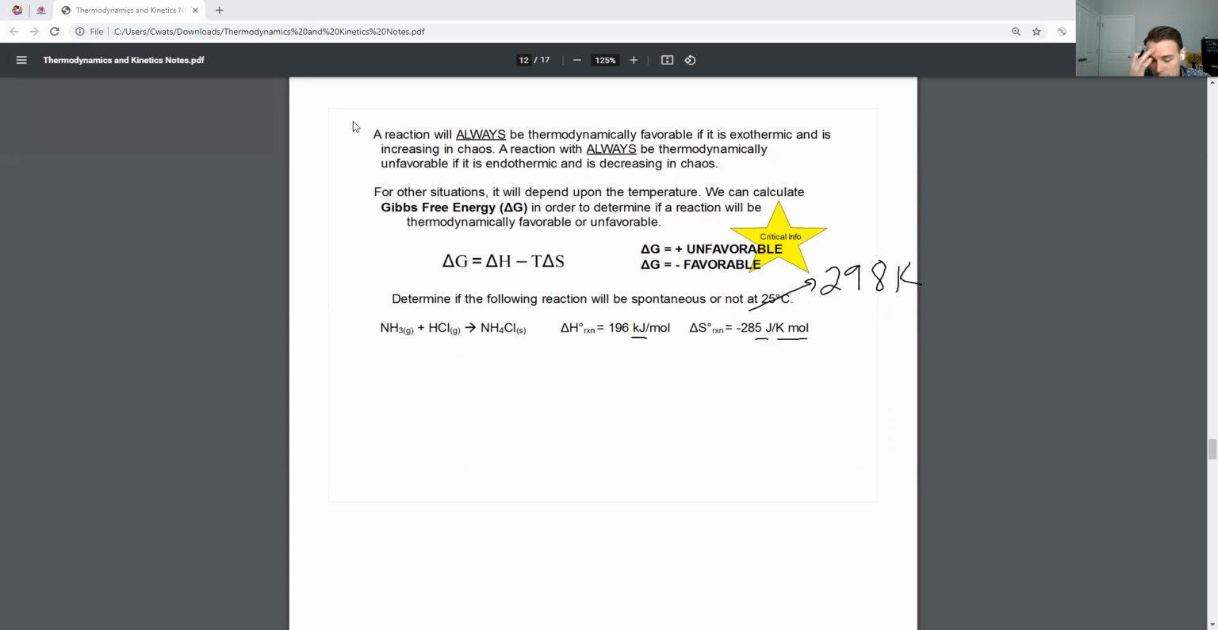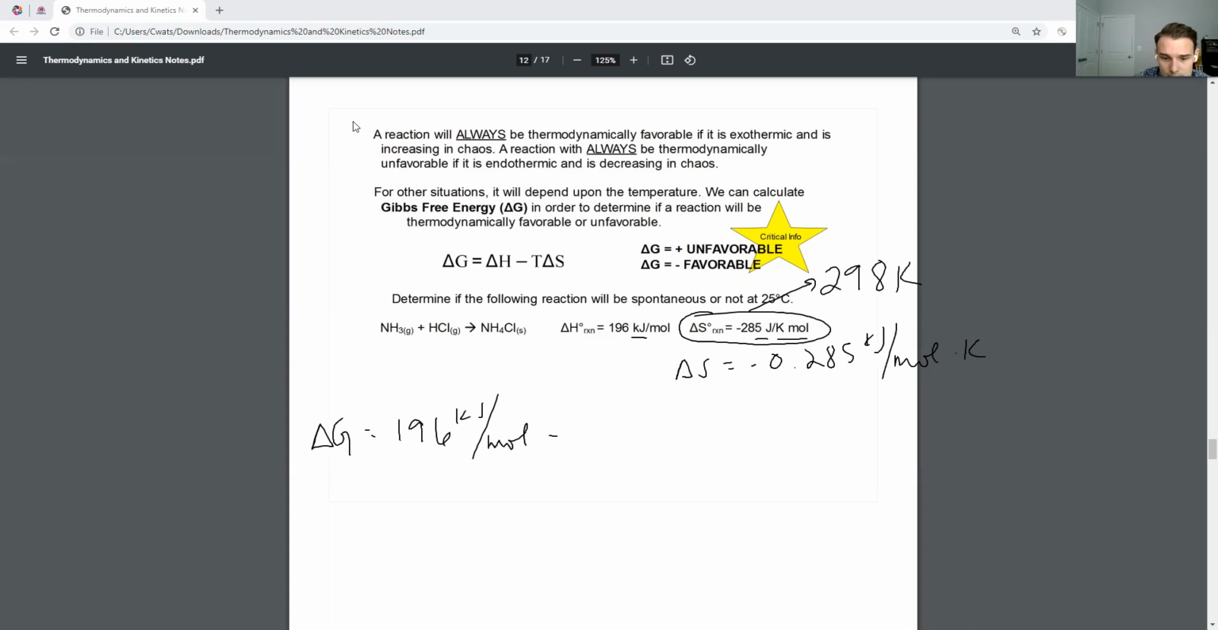It's always super important that we pay attention to our units, okay? And I'm going to turn the delta S into kilojoules. So my delta S will be equal to negative 0.825 kilojoules per mole times Kelvin. And then I can just plug it into my equation. Delta G equals 196 kilojoules per mole minus 298 Kelvin times negative 0.285 kilojoules per mole times Kelvin.